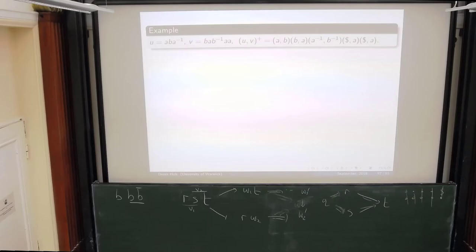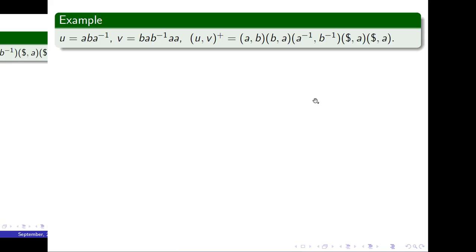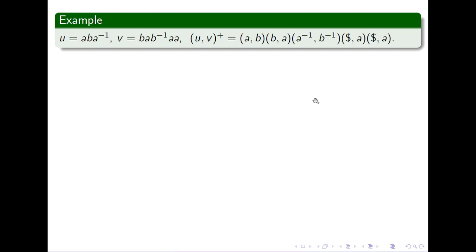Now, our two words are B A B inverse A A, and the padded sequence is: first letters of the two words, A B; second letters, B A; third letters, A inverse and B inverse. Now we've reached the end of u, so we'll have dollar A and another dollar A. That's how we change a pair of words into a sequence of symbols that can be read by an automaton.